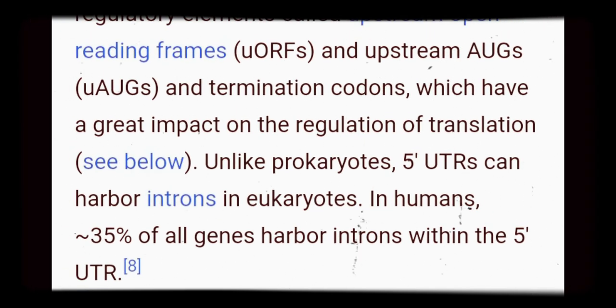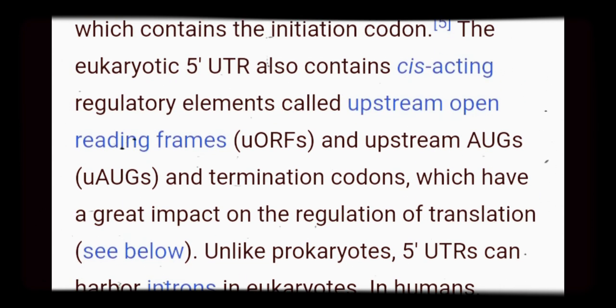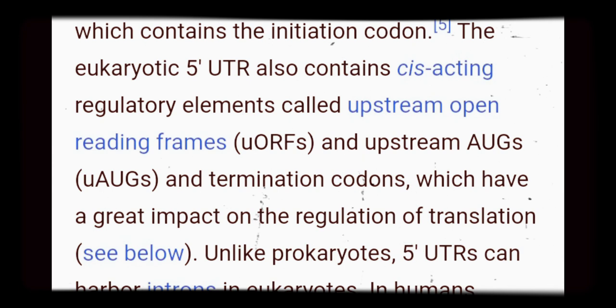Unlike prokaryotes, the 5' UTR can harbor introns in eukaryotes. They can be recognized as introns, but they are not introns. In humans, approximately 35% of all genes harbor introns within the 5' UTR. This is not that essential for you to see for the regulation.